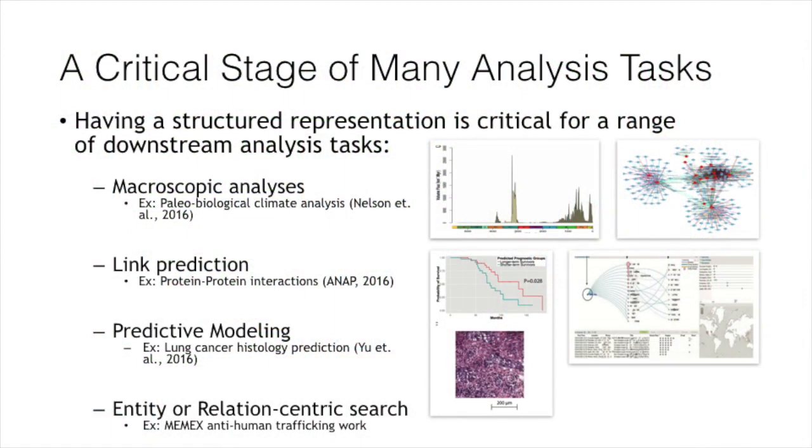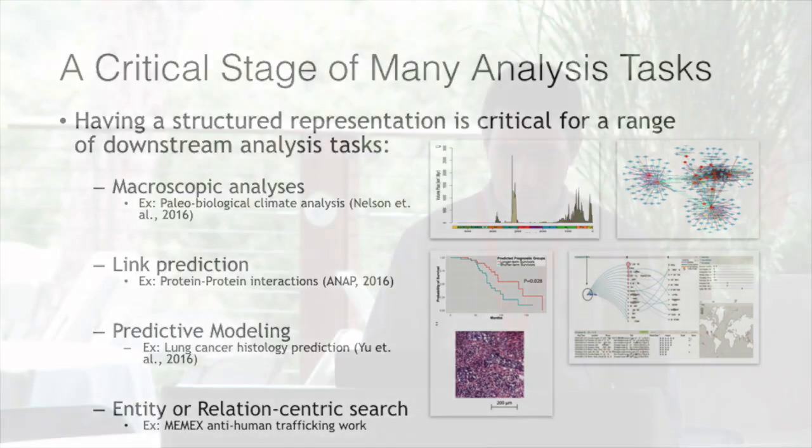These are some of the previous projects we've worked on as a lab, with DeepDive in law enforcement pipelines for anti-human trafficking, in assembling large knowledge bases for pharmacogenomics, in doing climate paleobiological analyses from the literature. And having this intermediate structured representation of data is a critical component of a lot of downstream tasks, such as doing macroscopic analyses of the climate, doing link prediction between protein-protein interactions, doing predictive modeling for disease outcomes in the clinical setting, enabling entity-relation-centric search, for example, supporting law enforcement, and many others.